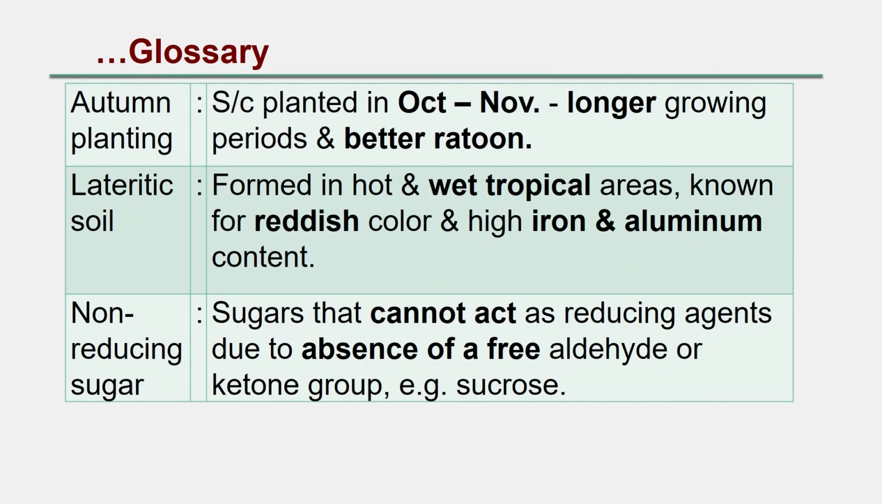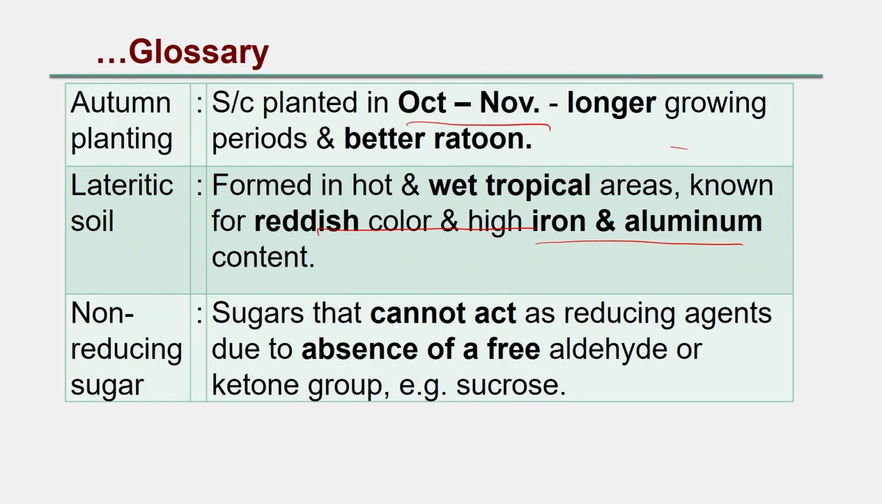Autumn planting, it is a time of sugarcane planting, particularly in the month of October, November, and it takes longer growing periods and better return. Lateritic soil, formed in hot and wet tropical areas, known for reddish color and have high iron and aluminum content. Actually, in high rainfall areas, there is washing of salts or they percolate down, and hence such acidic soils are developed in coastal area particularly.